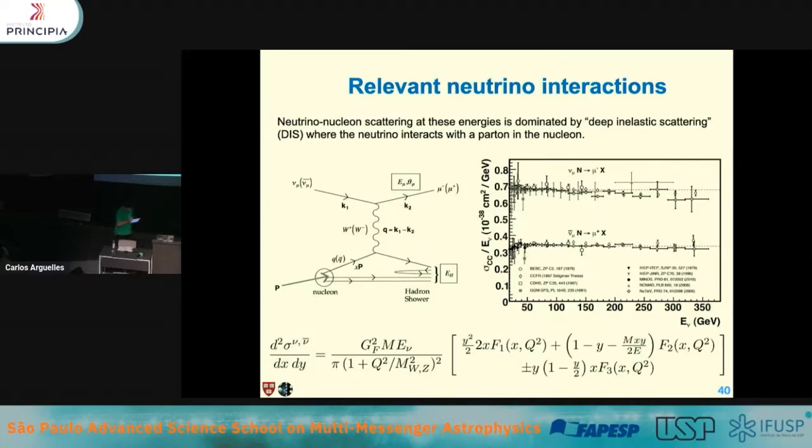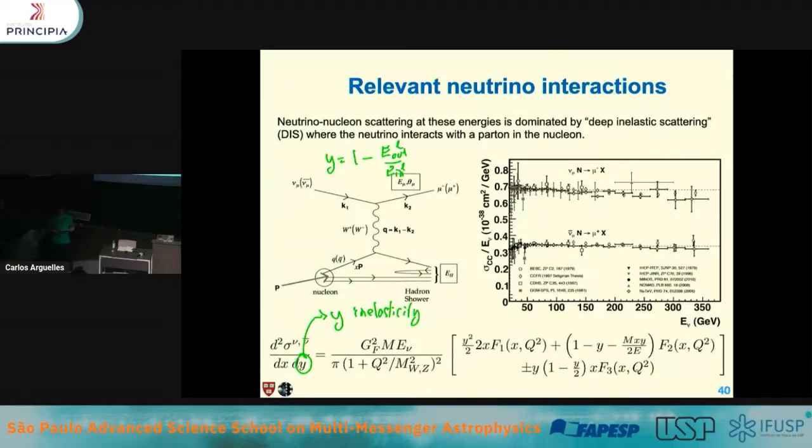So y here is known as the inelasticity. Okay. And it's going to be related to the energy of the lepton that's produced in the neutrino interaction. So y is going to be 1 minus the energy of the outgoing lepton divided by the energy of the incoming lepton. Okay.